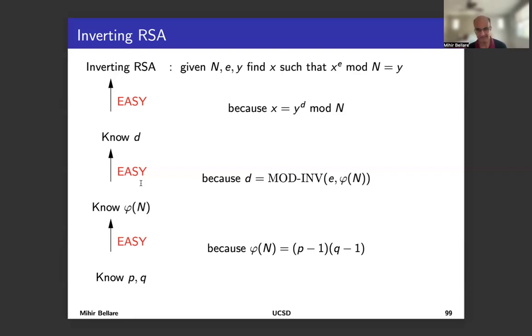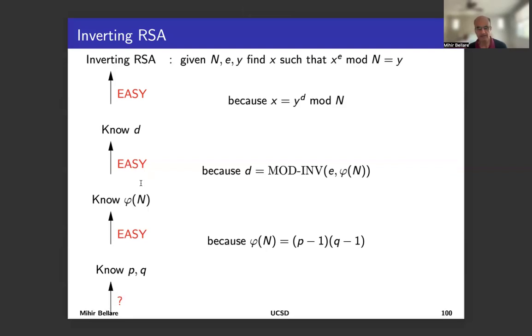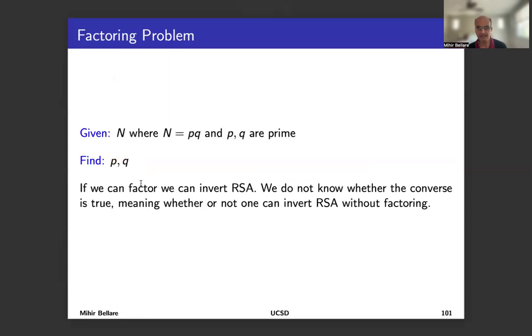And this is where we get a little stuck, because nobody knows how to easily figure out, given n, what are the factors p and q. So this is called the factoring problem. I give you a composite number, say a product of two primes, and I say, tell me what those prime factors are. And we will have to study that problem and look at its hardness.